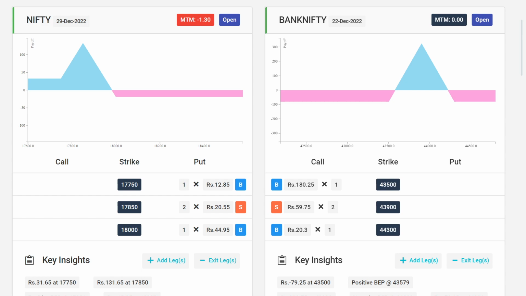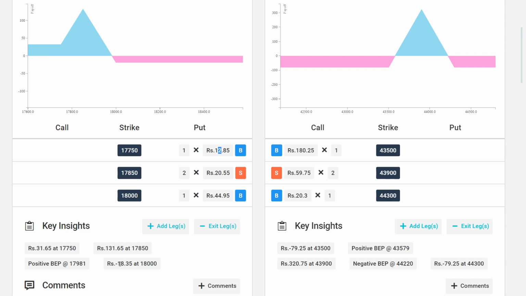Let me first show you what the original strategy was. If you read this strategy, the strike price we have taken is the 18,000 put option, which we purchased by paying 44.95, and we sold a couple of 17,850 put options, by which we got 40 rupees back, and we bought 17,750 put options by paying 12 rupees. So putting together the 4 rupees of debit and adding another 12 rupees, this strategy has a maximum risk of 18 rupees.